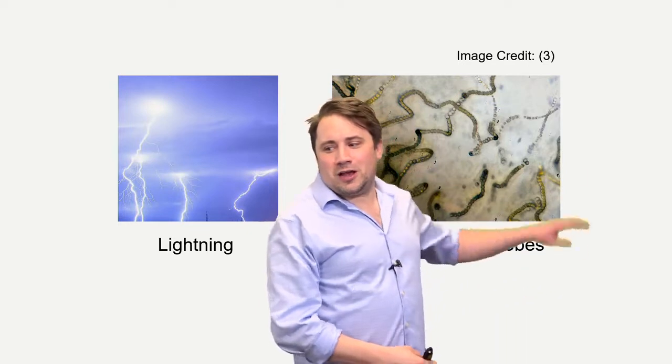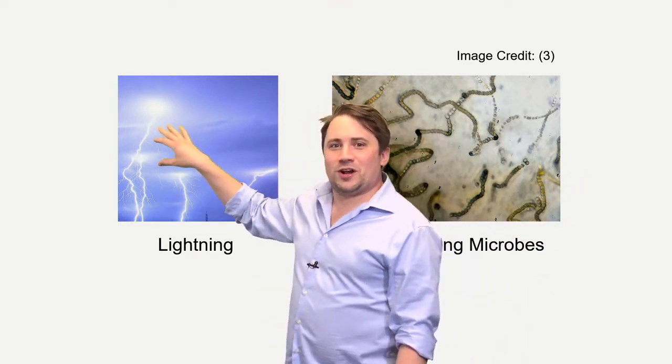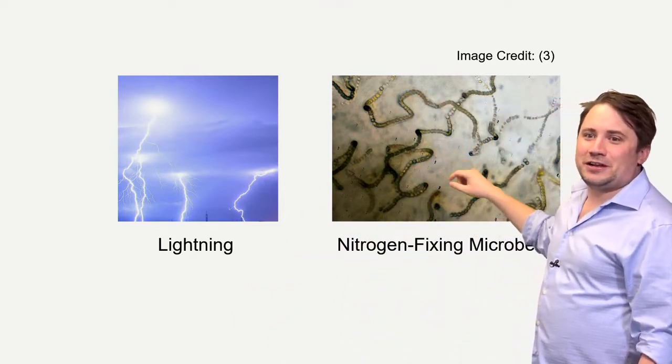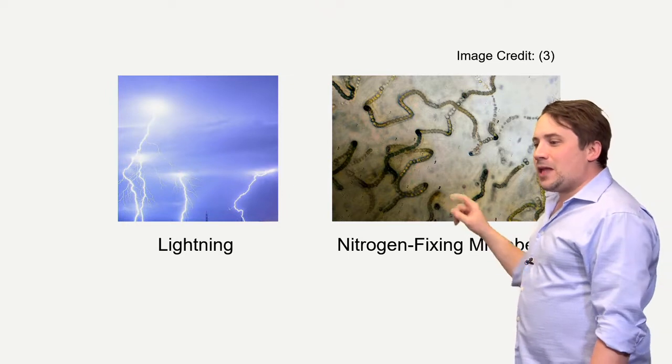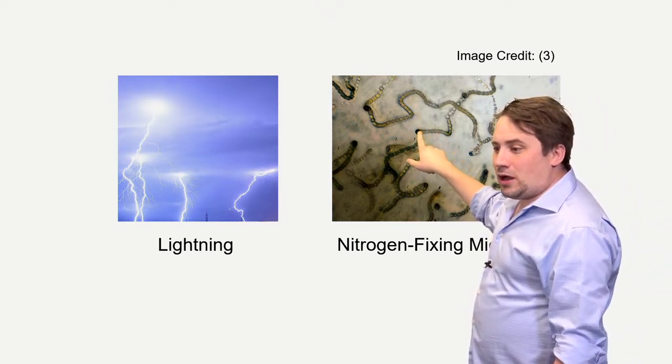Previously, if you're only relying on the chance of lightning to produce your nitrogen, you had a really hard go of getting nitrogen. But these organisms really had it made in the shade when they figured out how to make nitrogen themselves. And this nitrogen fixation happens in these tiny little cells.